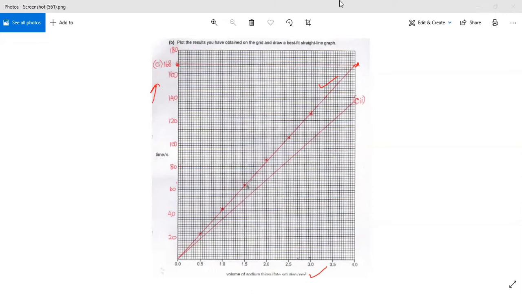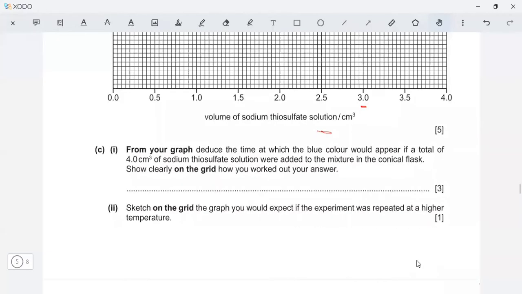Here the color of the blue will be up here. So what did they ask about? Once again, let me move on to the questions. In the question, first bit: from your graph, deduce the time at which the blue color would appear if a total of 4 centimeter cubed of thiosulfate solution were added to the mixture in the conical flask. Show clearly on the grid how you work out your answer.